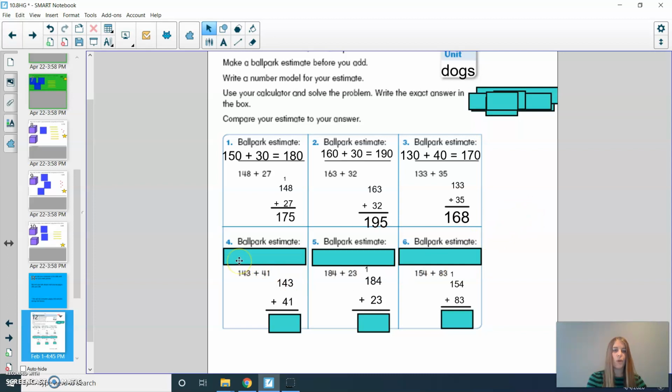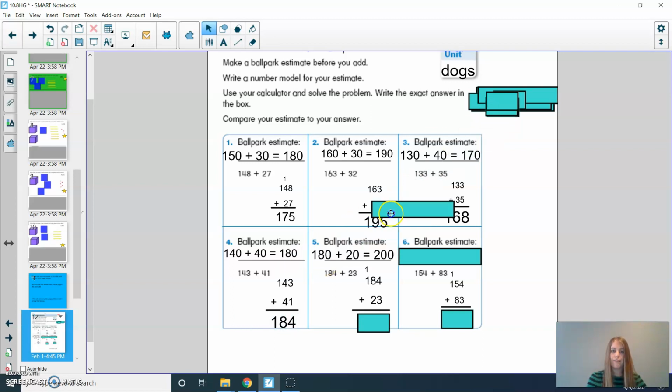For question number 4, I rounded 140 plus 40 to 180. 143 plus 41, 3 plus 1 is going to get me to 4. 4 plus 4 is 8, and then I have 1 to get me to 184.